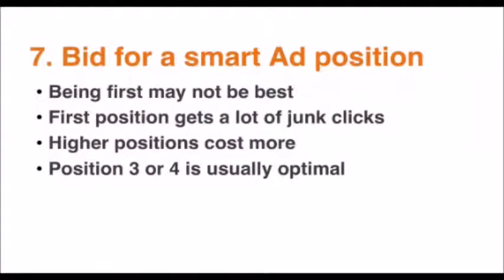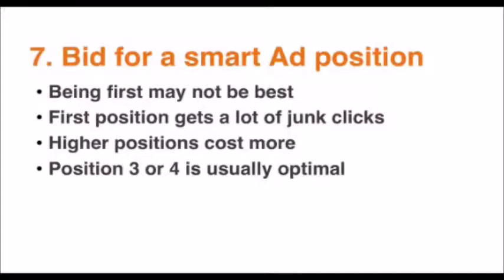Number 7, bid for a smart ad position. What I mean by that is that pay-per-click ads show up from top to bottom in the search engine. The top ad would be position number 1, and the bottom ad would be, say, position number 7, depending on how many ads there are on that page. So you would think, well, I always want to be at the top, at number 1.